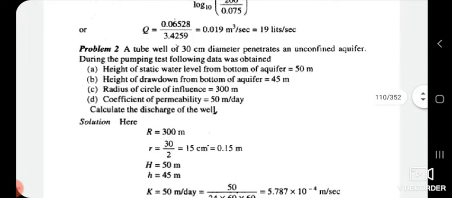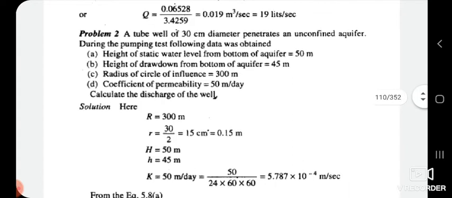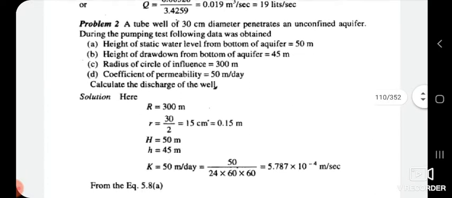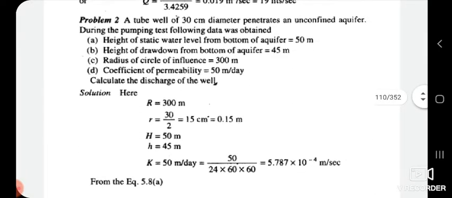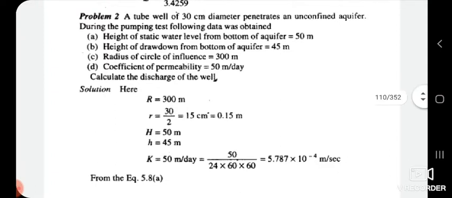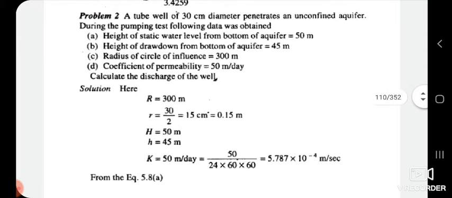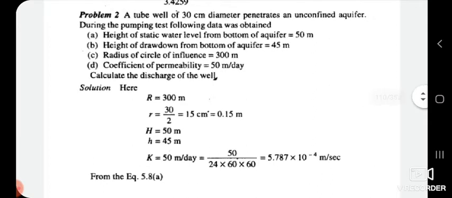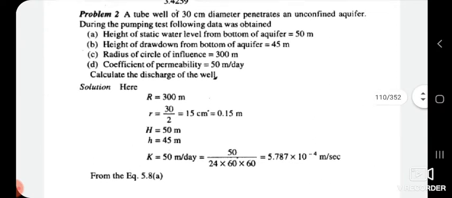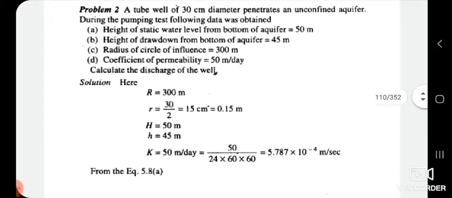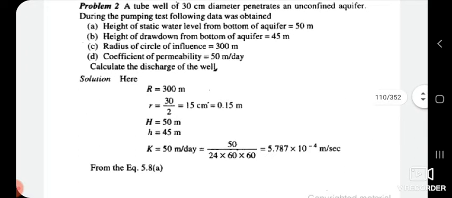So moving on to the second problem. A tube well of 30 centimeter diameter penetrates an unconfined aquifer. During the pumping test, the following data was obtained. Height of the static water level from the bottom of aquifer is 50 meter, and height of the drawdown from the bottom of the aquifer is 45 meter, and the radius of the circle of influence is 300 meter. Coefficient of permeability is 50 meter per second. Now you can calculate the discharge of the well.